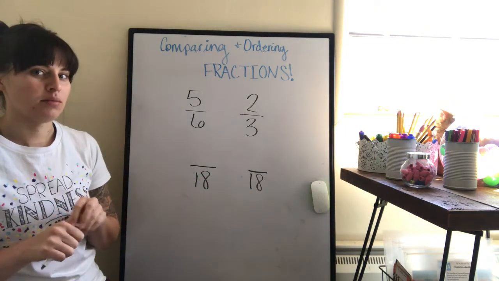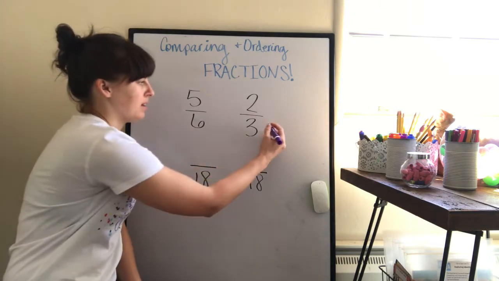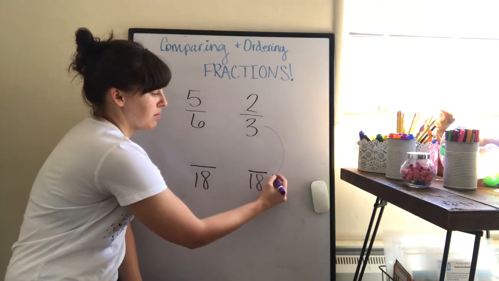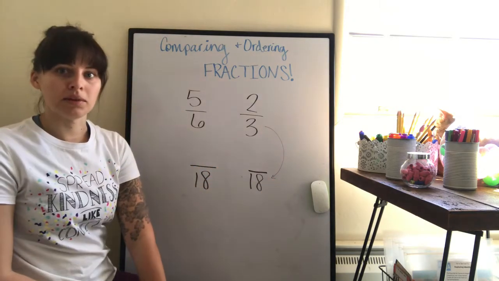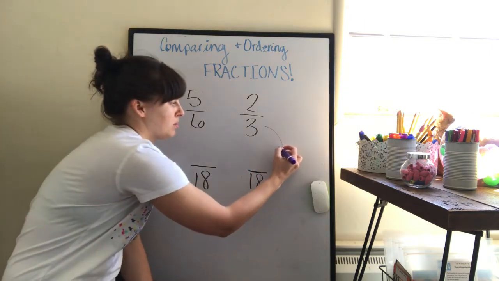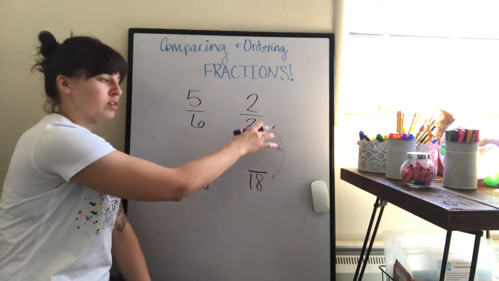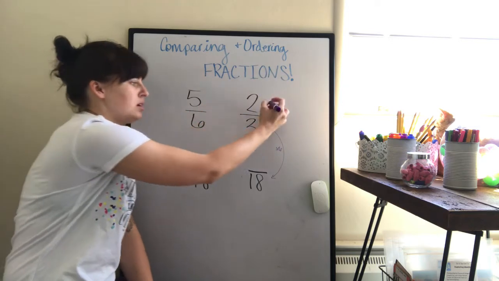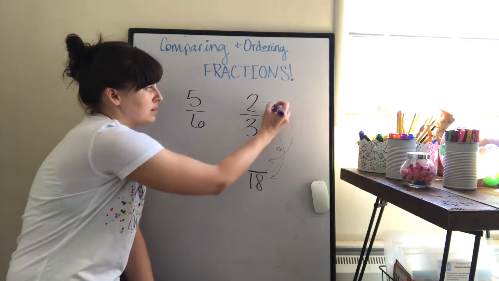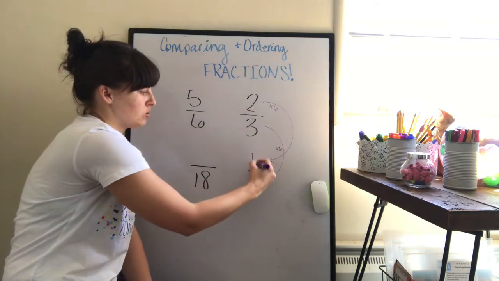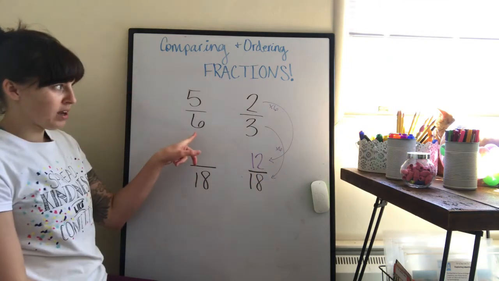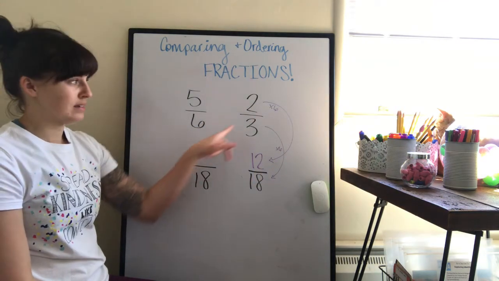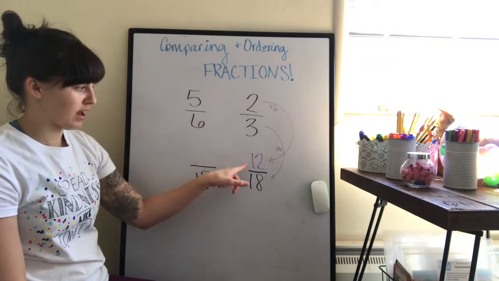Remember, you can stop me whenever you want to go back. All right, how did I get my 3 to become an 18? I had to multiply by 6. Whatever I do to the bottom, I have to do to the top. 2 times 6 is 12, which is what we got when we cross-multiplied. 6 times 2 is 12, okay?